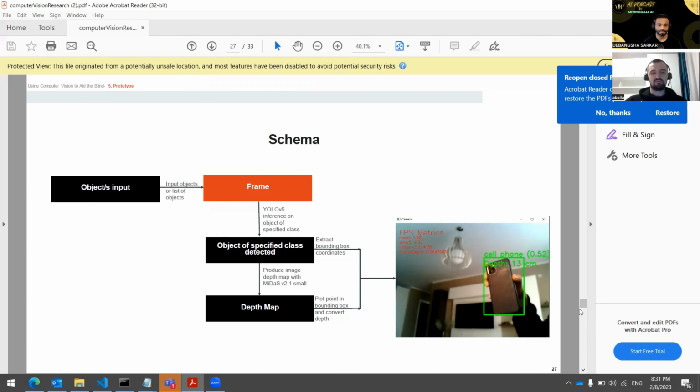And what it does essentially is search for the requested objects or list of objects for that matter. And when it finds them, it saves that specific frame. The frame is identified with YOLO v5, right? Because you do continuous inferences with YOLO on your frames, and then essentially you find the right frame in which your object is present. When you find that, essentially you extract the bounding box coordinates.